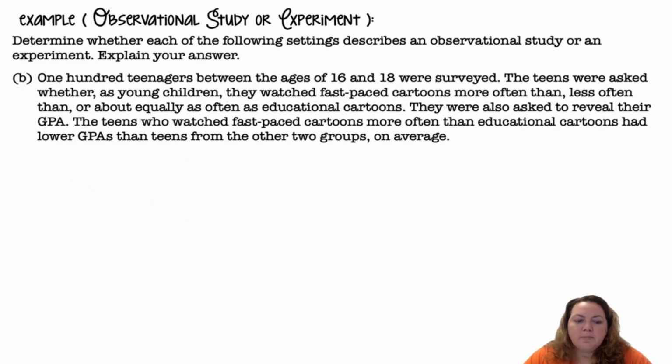All right, Part B. 100 teenagers between the ages of 16 and 18 were surveyed. The teens were asked whether as young children, they watched fast-paced cartoons more often than, less often than, or about equally as often as educational cartoons. They were also asked to reveal their GPA. The teens who watched fast-paced cartoons more often than educational cartoons had lower GPAs than teens from the other two groups on average. This is an observational study.